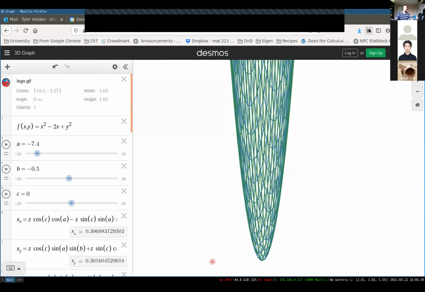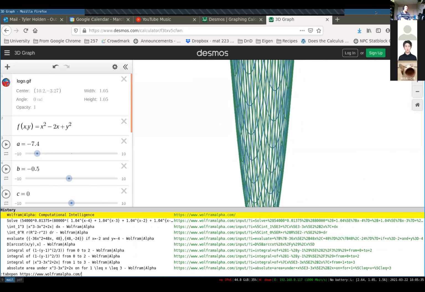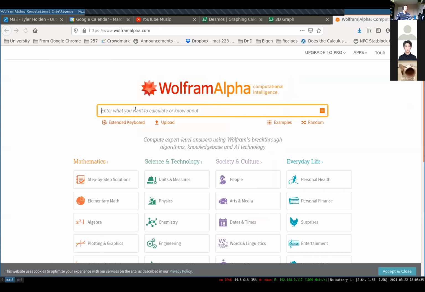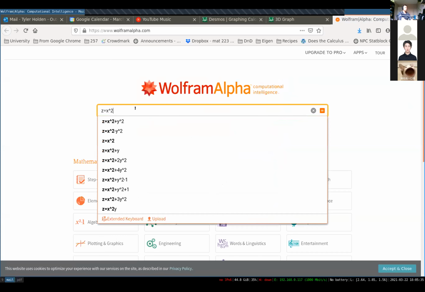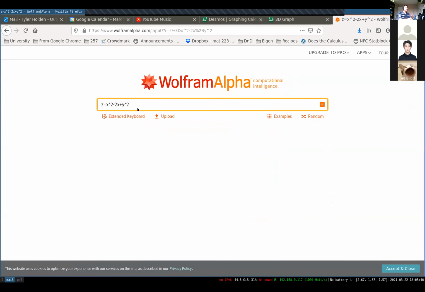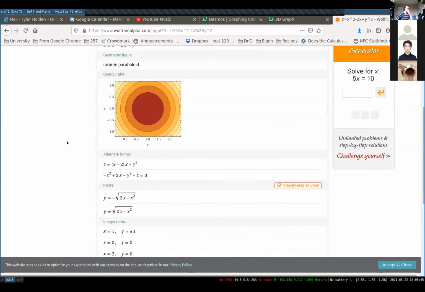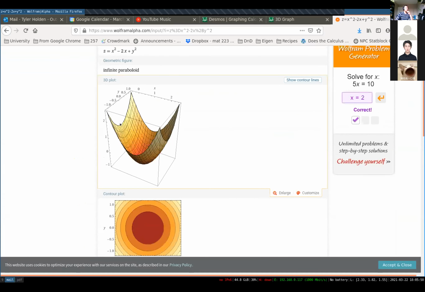Okay, you know what? Let's try Wolfram Alpha. Maybe it will plot it better. Was it minus 2x plus y squared? Yeah, for sure. Okay, there you go. Maybe that's a little bit better.